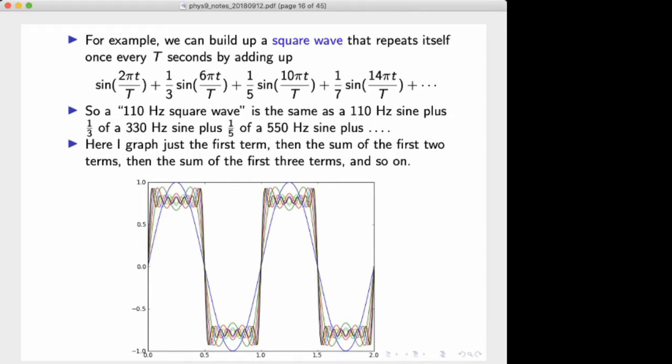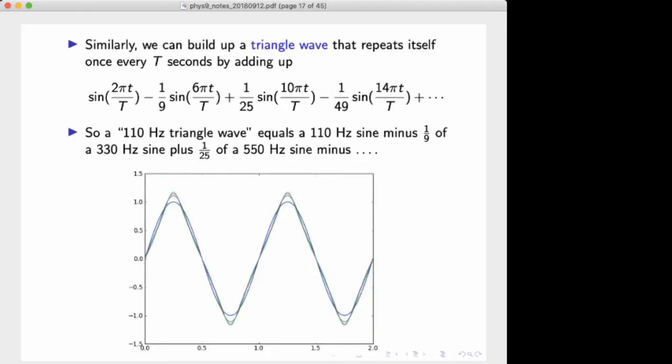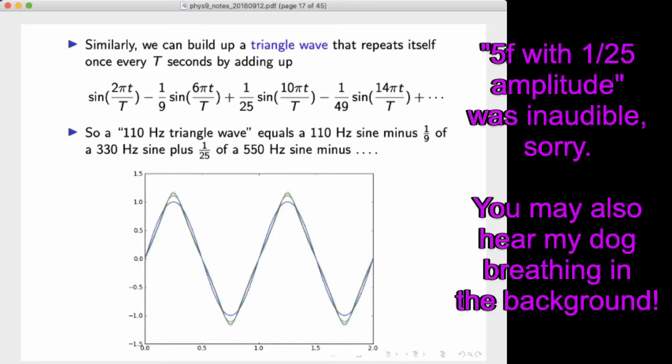But for the square wave, you take f with full amplitude, then it's 3f with a third amplitude, 5f with a fifth amplitude, 7f with a seventh amplitude. By contrast, the triangle wave turns out to be f with full amplitude, and then 3f with 1/9 amplitude, actually opposite sign, so minus 1/9 amplitude. And then you have 5f with 1/25 amplitude, and then 7f with minus 1/49 amplitude.